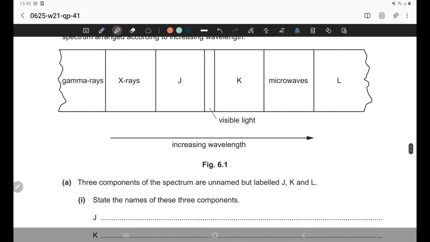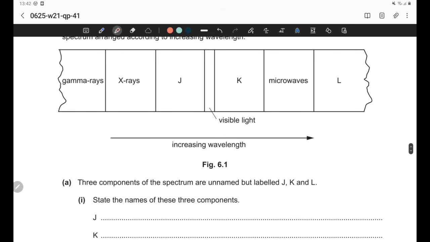Part A. Three components of the spectrum are unnamed but labeled J, K, L. State the name of these three components. We are provided with the electromagnetic spectrum in increasing wavelength order. So, we need to identify which EM waves represent J, K and L.